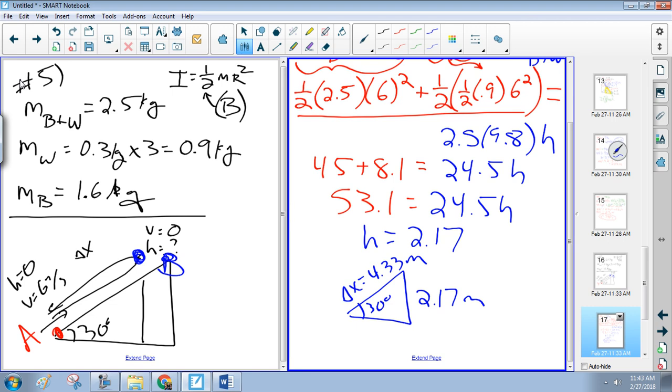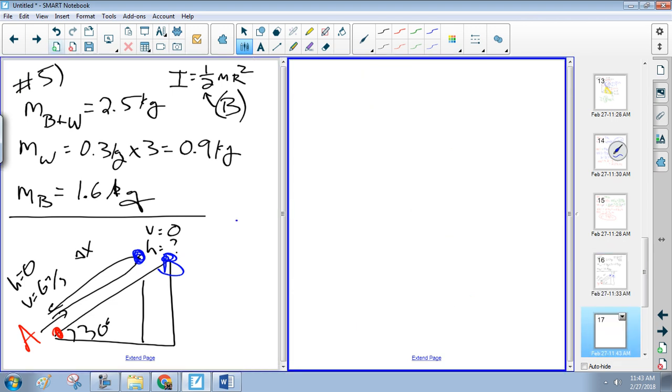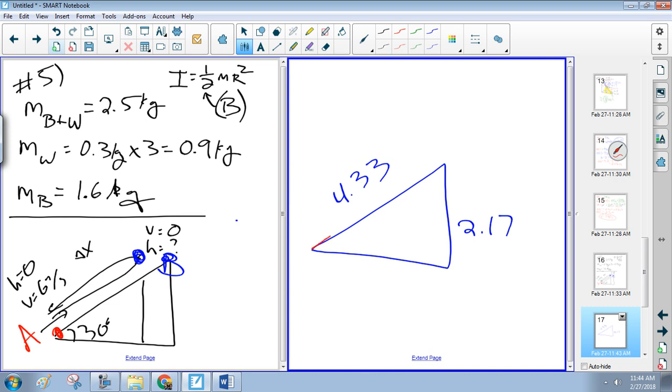Now, question B wants to know how fast it's moving when it's gone half of that distance. Well, half of that distance also means half of that height, right? If you think about a triangle that looks like this, here's the triangle we just found. This height here was 2.17, and this displacement was 4.33. If I go half of the hypotenuse, that's also going to be half of the height, because they're similar triangles. So half of 4.33 turns out to be 2.17, and half of 2.17 turns out to be like 1.085.